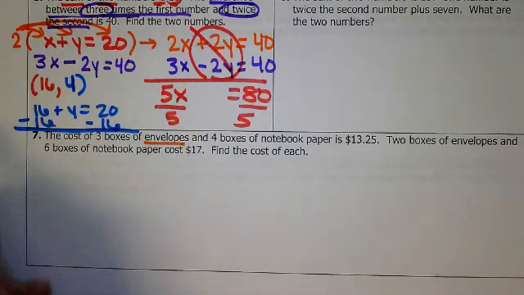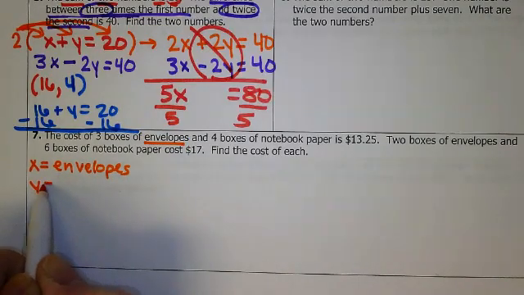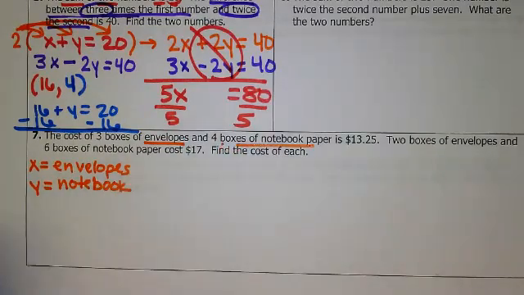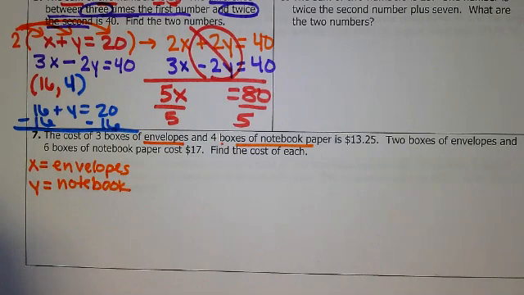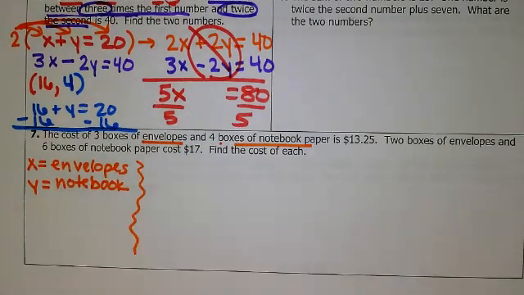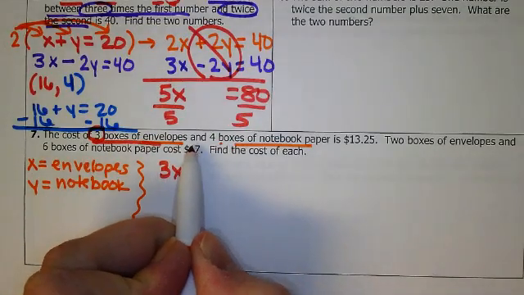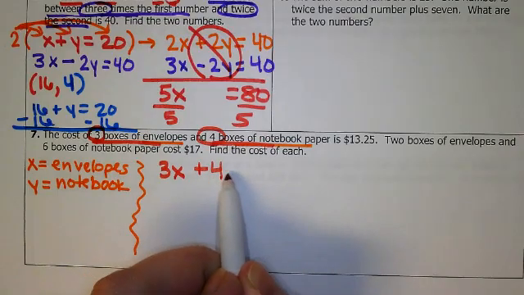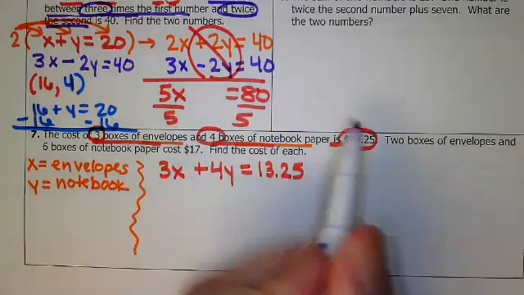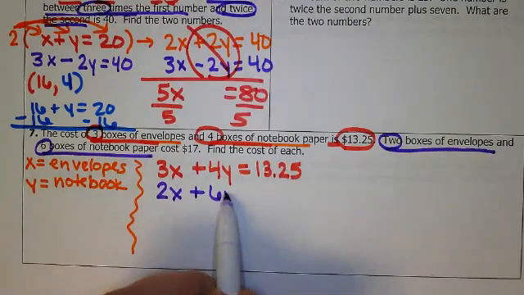Only this time I'm going to have my x equal my envelopes and my y will equal my notebook paper. Okay, so again, they're just specific, but we're going to go ahead and we're going to translate the values. So we've identified the variable and now we're going to pick the first one. So we have 3 boxes of envelopes and 4 boxes of notebook paper, and that's going to equal 13.25. My second equation is 2 boxes of envelopes and 6 boxes of notebook paper, and that's going to cost me 17.